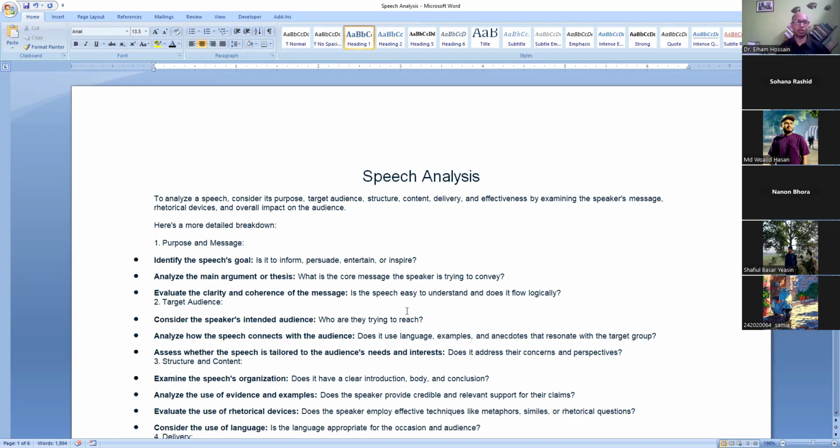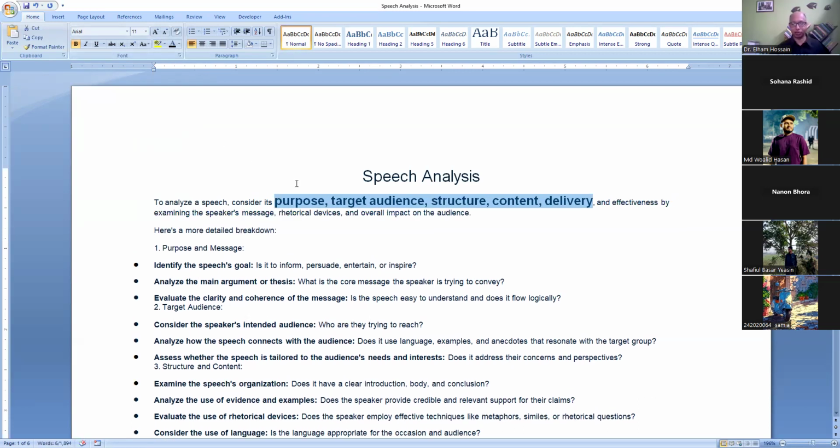To analyze a speech, consider its purpose. So while you are analyzing a speech, first of all, think of its purpose. That is, for what purpose is the speech delivered? This is very important. If you don't know the purpose of your speech, you can't analyze it appropriately. And secondly, you have to think of the target audience for whom you are delivering the speech.